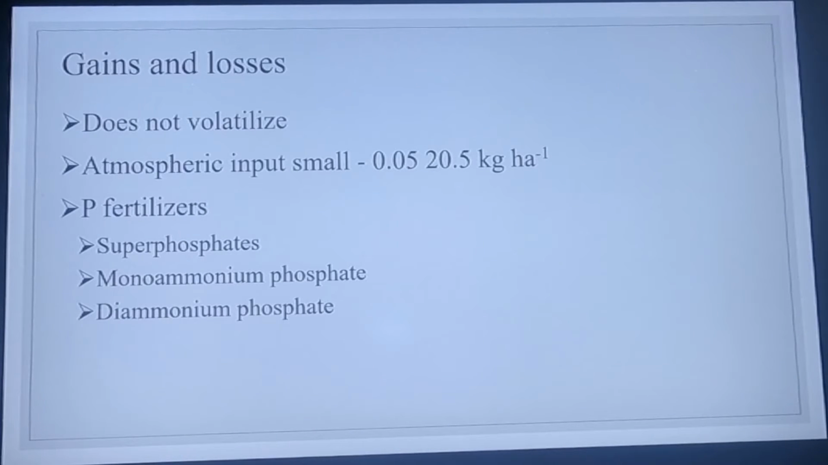Kind of the most important thing is that you won't find any volatilization in the phosphorus cycle. So it's not like an atmospheric and a water problem like nitrogen. Nitrogen is an atmospheric and a water problem. Phosphorus is not going to volatilize. It doesn't form a gas.